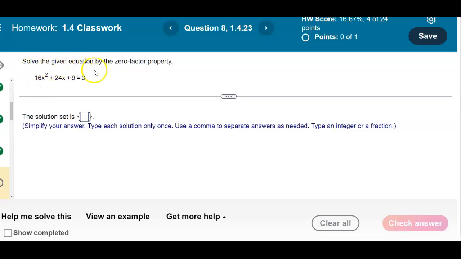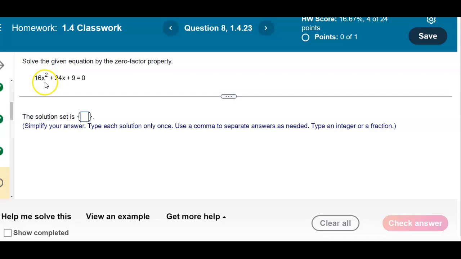Okay, here we want to solve the given equation by the zero factor property. We have 16x squared plus 24x plus 9 equals 0. Okay, so we can take a look at this question and ask, is there a common factor that we can factor out of all three of these terms? Well, they don't have anything. And then we can say, well, we can use the AC method to do this.